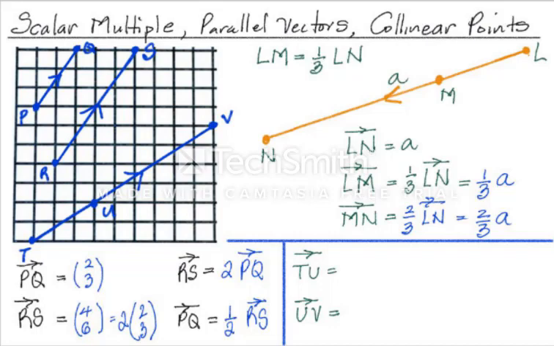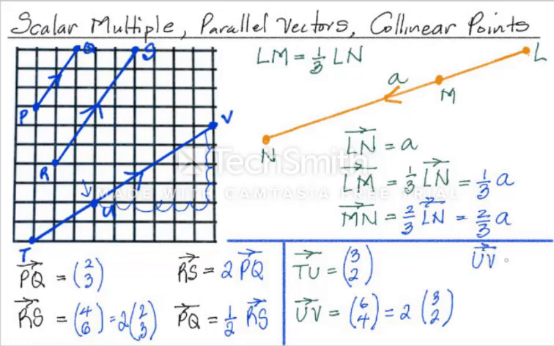All right, back over to the left diagram, and now let's have a look at TUV. So here is where U is. TU as a column matrix would be 3, 2. UV would be 1, 2, 3, 4, 5, 6. 1, 2, 3, 4 would be 6, 4, which, with 2 as a common factor, is 3, 2. So the vector UV is 2 times the vector TU.